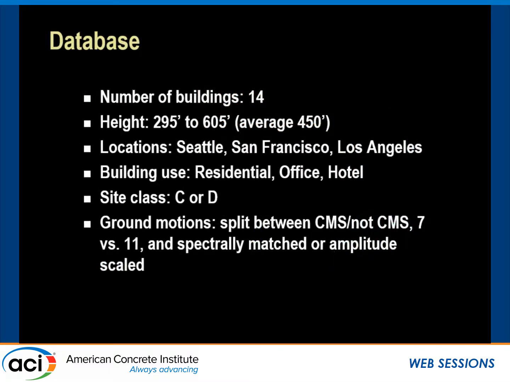So when we applied all those filters, we came up with 14 buildings. They ranged in height from roughly 300 to 600 feet, with an average height of about 450. The locations were Seattle, San Francisco, Los Angeles, so typically US West Coast. If we were to add buildings, we would add some buildings from Oakland that we completed recently. Building use is typically residential, office, or hotel. This is consistent with what we see being constructed on the West Coast.